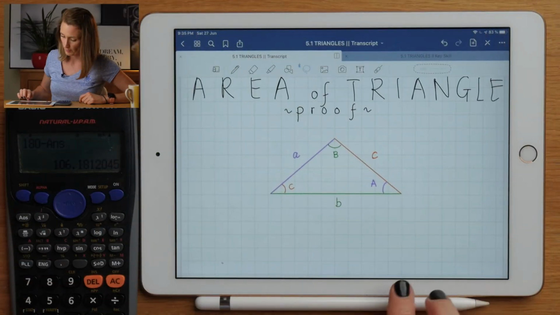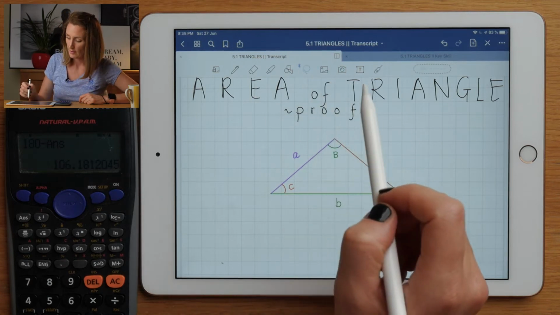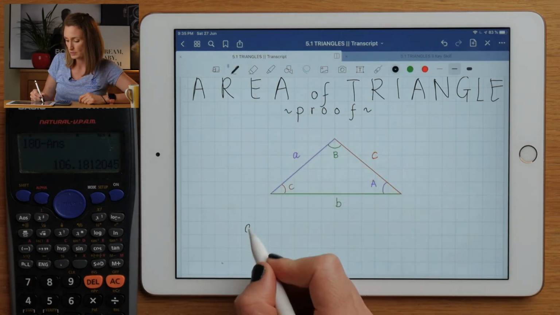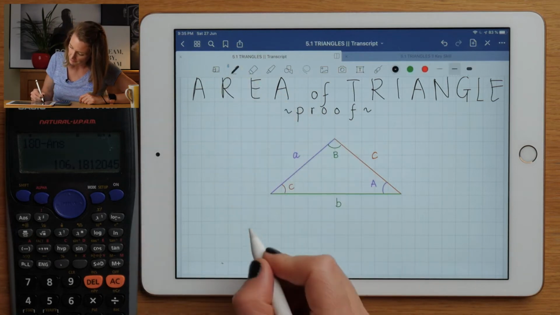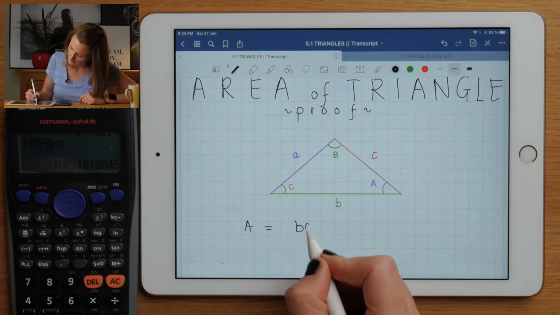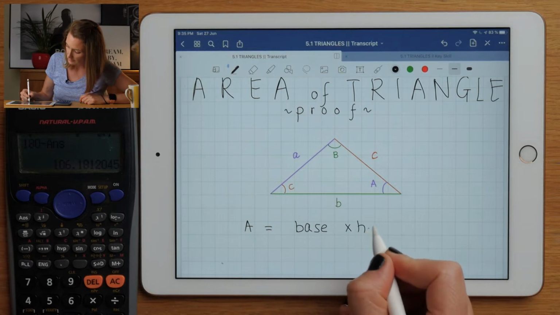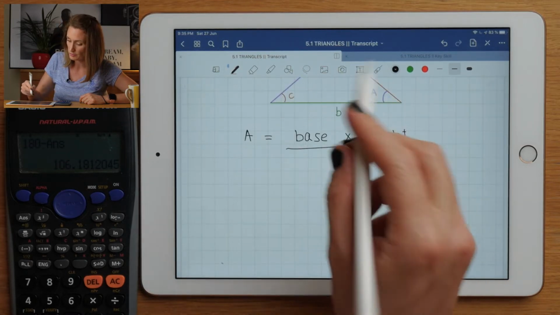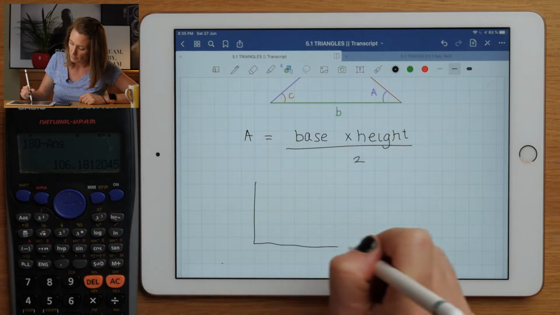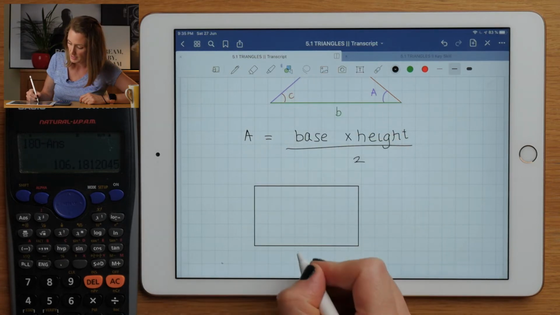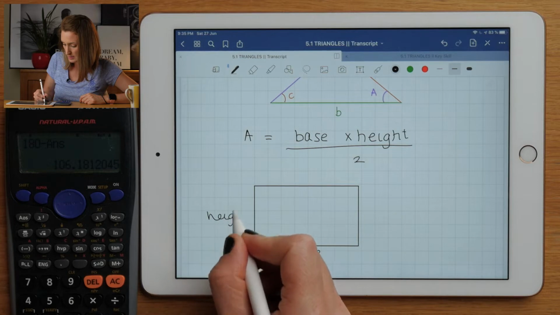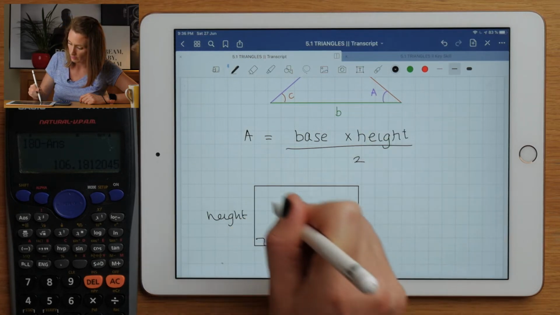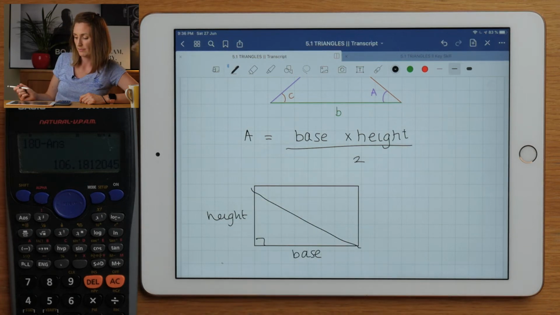Now, I've got my trusty diagram here. We know that the area of a triangle in general is base times height divided by 2. So I'm going to call that capital A equals base times height divided by 2. So that works in a right angled triangle. And the rationale in a right angled triangle is if this is a rectangle which has base and height, then a triangle would be exactly half of that, okay?